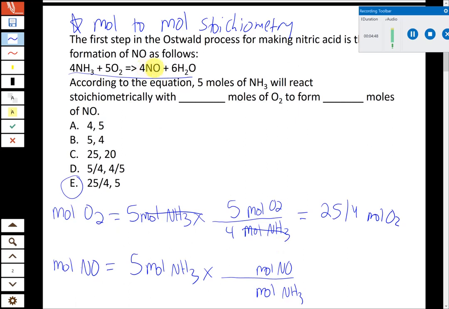And we see the coefficient for NO is 4, the coefficient for NH3 is also 4, so 5 times 4 over 4 is just 5 moles of NO. And so that would be the second part of our answer, which is correct also. So this was a mole-to-mole stoichiometry problem, and in this case, you don't have to do a bunch of different steps. It's just one step to convert moles of one substance into moles of another using the mole ratio. That is sort of the key concept of stoichiometry.